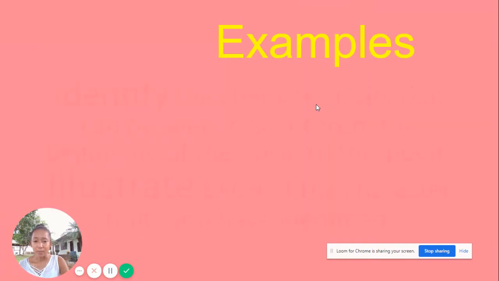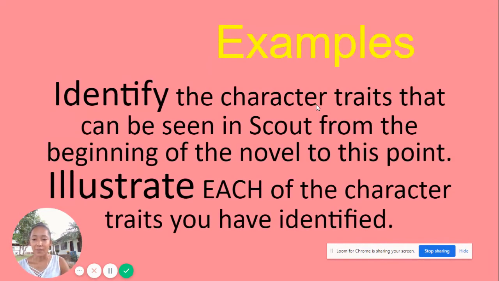Here is an example of illustrate. It says identify. If you notice, it has two terms, right? Identify the character traits that can be seen in Scout from the beginning of the novel to this point. And then what are they telling you? Illustrate each of the character traits you have identified. So you're not just going to say Scout is a tomboy, but you will illustrate. And what does it mean to illustrate? It is to provide examples, provide details, right?